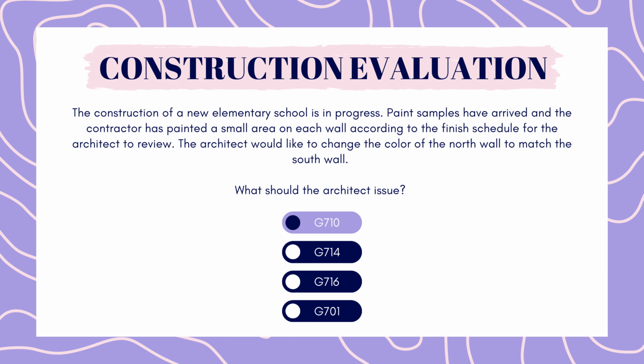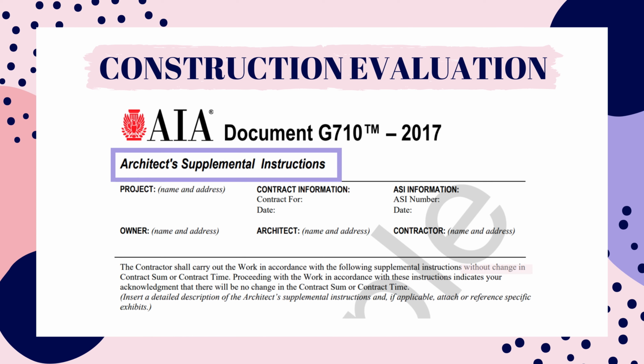And the correct answer is G710. G710 is for the architect's supplemental instructions. This is used for minor changes directed by the architect. In this example, the paint had not been ordered yet, so the architect was able to make a change without affecting the project cost or time. The architect's supplemental instructions, or ASI, only requires a signature from the architect.